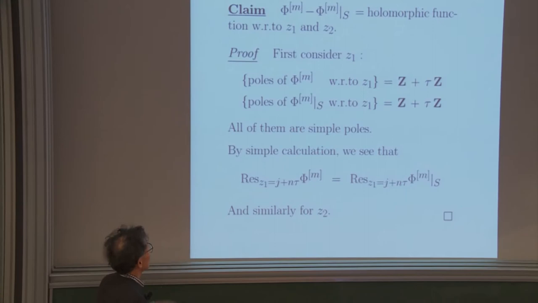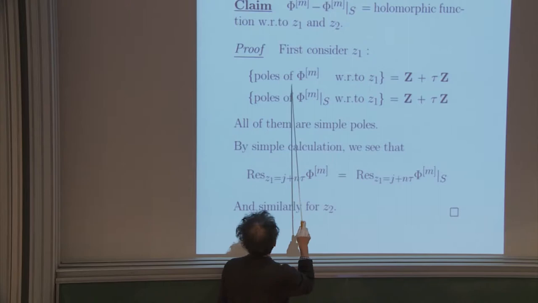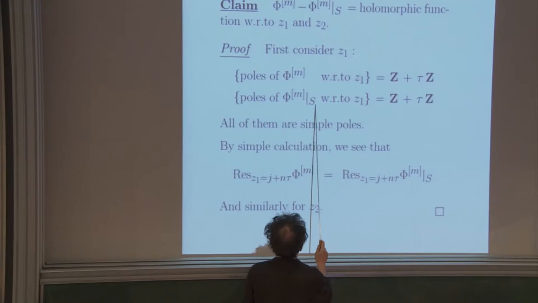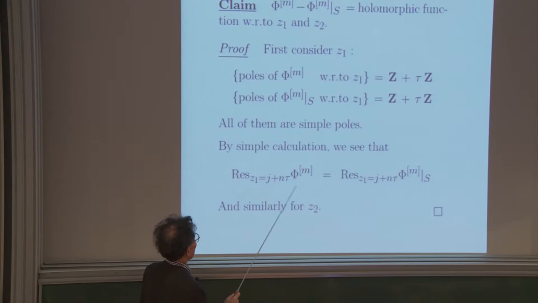The proof is very simple. First, consider the case z1. Then it is very easy to see the poles are at z plus τZ, and also poles at τ plus τZ. And by simple calculation, we see that the residue is the same. So the difference is holomorphic.